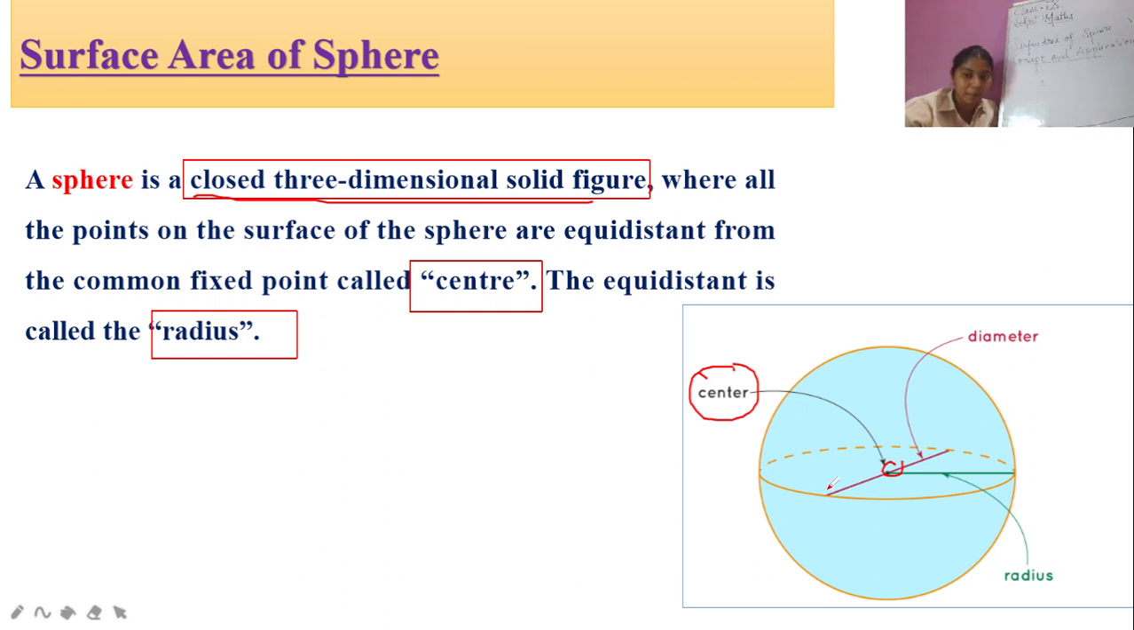You can see the diameter is there as well as the radius. As we know, the diameter is double the radius. Whenever you calculate the radius, you just divide the diameter by half and you get the radius. So we have a three-dimensional solid figure which is equidistant from each point. When we have to calculate the radius, if we draw a line, that way we can get the radius and the diameter. And it has a center.